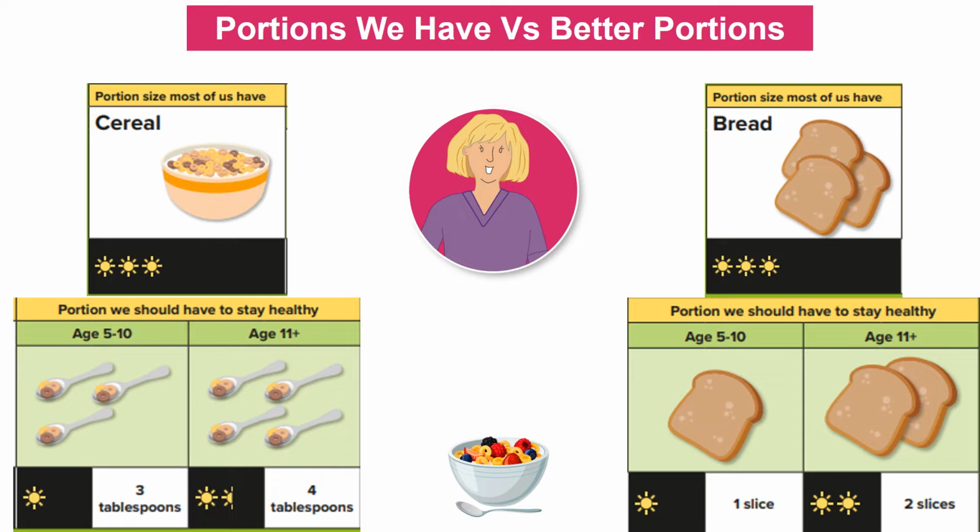Cereal can be something that we eat too much of, as it's really easy to fill the bowl to the top. The actual recommended amount of cereal is 3 spoonfuls for 5 to 10-year-olds and 4 tablespoonfuls for 11 to 18-year-olds. Now this might seem quite a lot less than you're currently having, so to make sure we're not feeling too hungry, try putting a handful of chopped fruits on top, and this will count as one of your 5 a day and also add some tasty flavours.